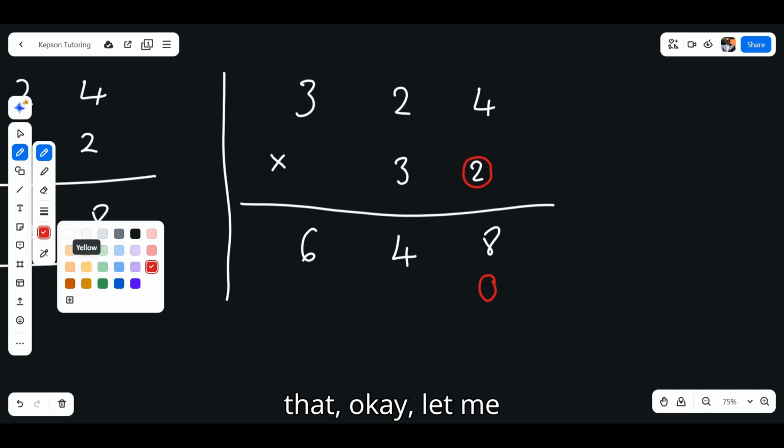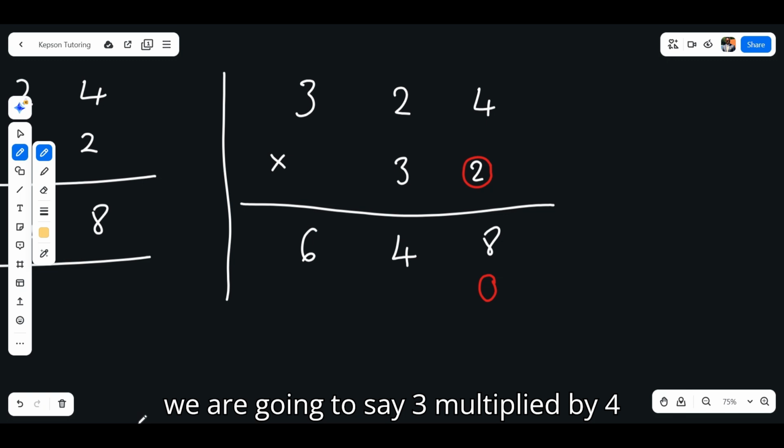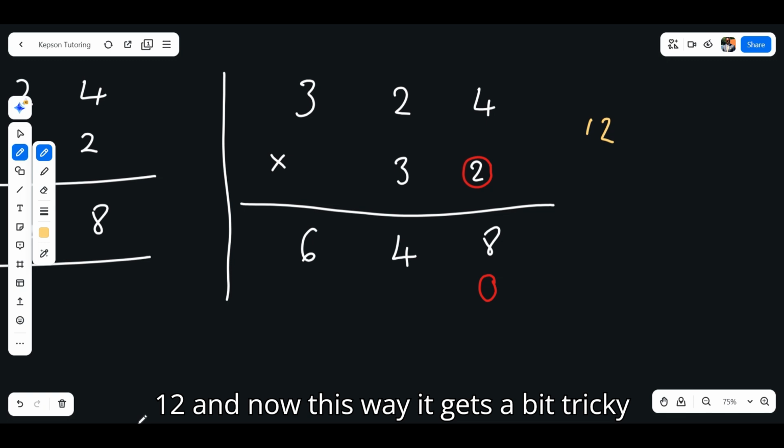Okay. Now, let me use a different color for the next answer, so that, okay, let me check. Let me use yellow. Yellow is perfect. Okay. So we are going to say 3 multiplied by 4 gives us how much? It's going to give us 12.